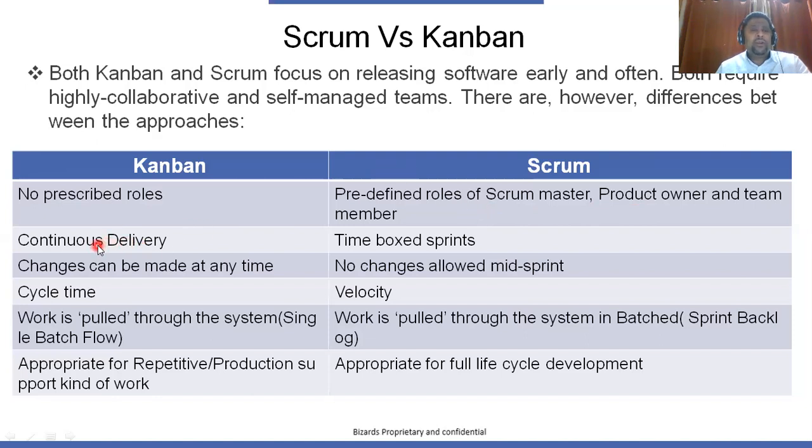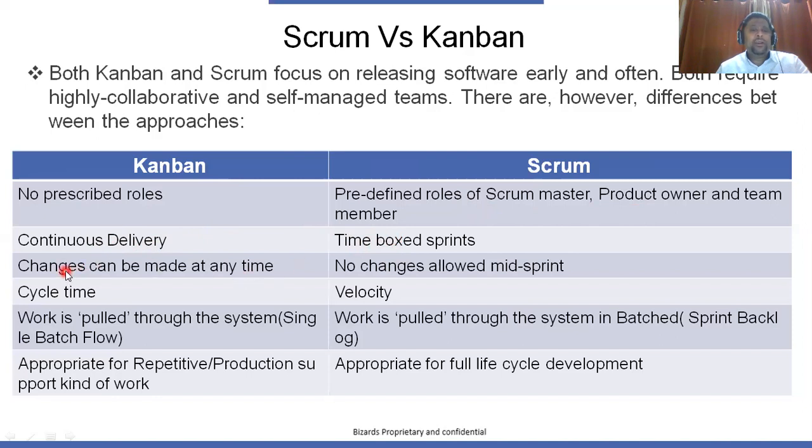And in Kanban, the delivery is continuous. As soon as my particular task is completed, I release that to the customer. Whereas in Scrum, it is time boxed. So every sprint, typically the duration varies from 2 to 4 weeks. So it is time boxed. You can release only at the end of 2 weeks or 4 weeks, depending on the sprint duration.